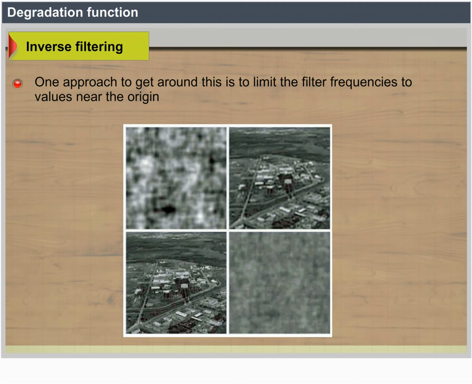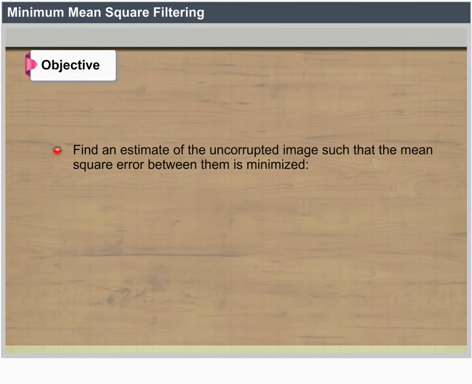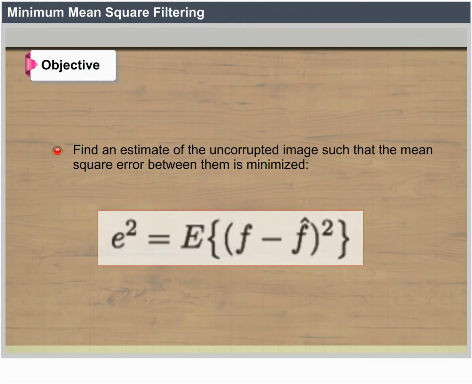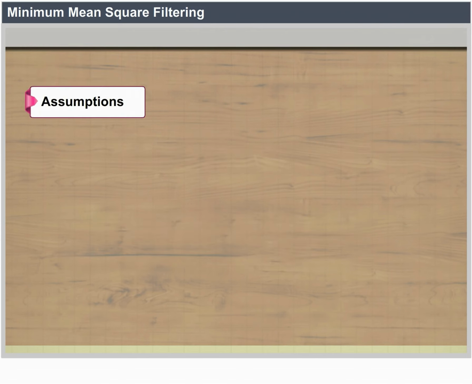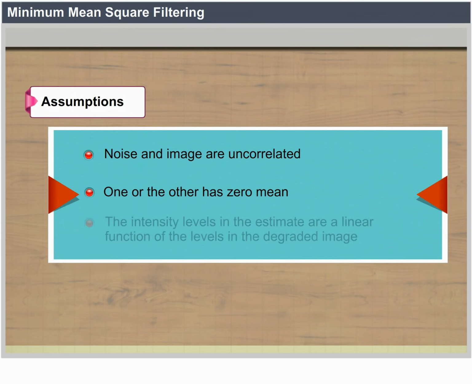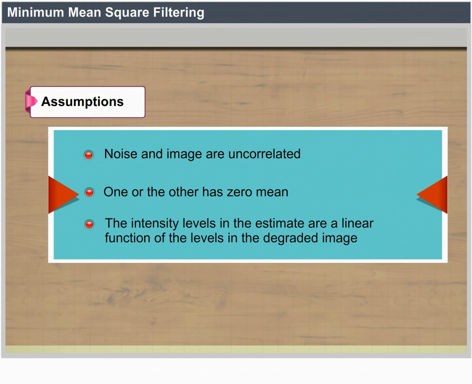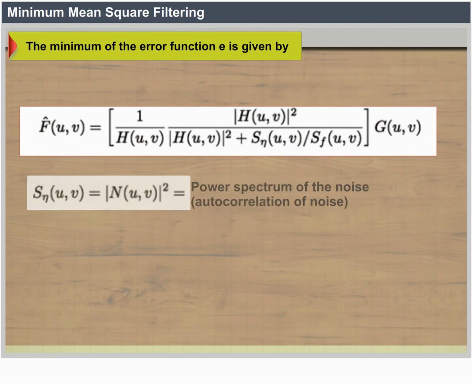Minimum mean square filtering. Objective: find an estimate of the uncorrupted image such that the mean square error between them is minimized. The equation and the assumptions are shown on the screen. Assumptions. Noise and image are uncorrelated. One or the other has zero mean. The intensity levels in the estimate are a linear function of the levels in the degraded image. The minimum of the error function E is given by the equation shown on screen.